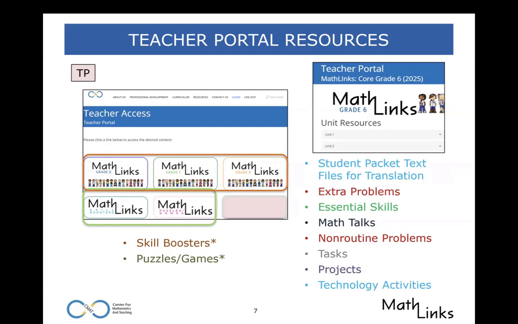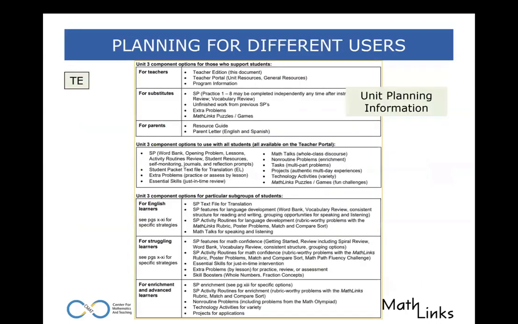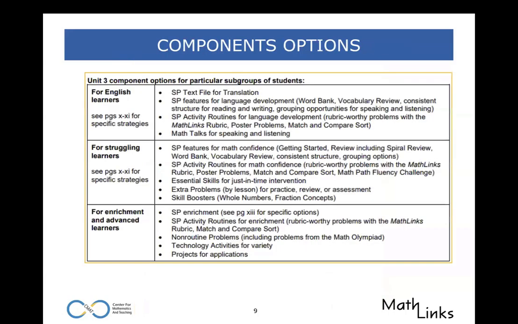But you don't need to memorize these because the 3rd page in the front of every teacher edition identifies components for different users. This box lists components to use with all students, the list you just saw. And this one lists options for English learners, struggling learners, and advanced learners. As we move forward, we'll focus mostly on components listed in this bottom part.